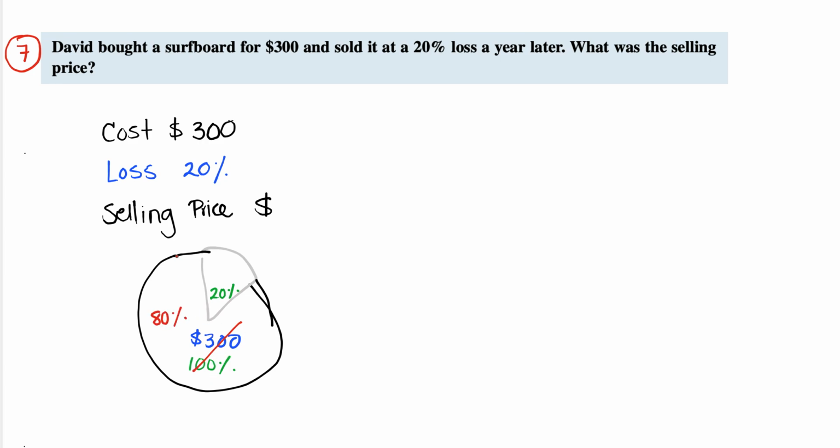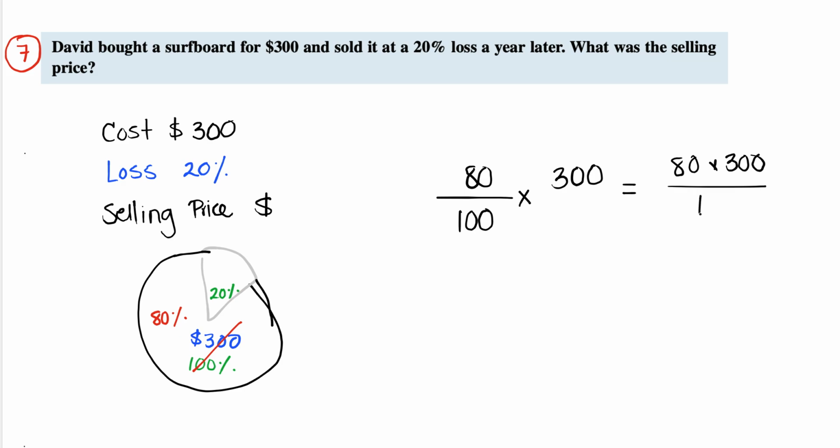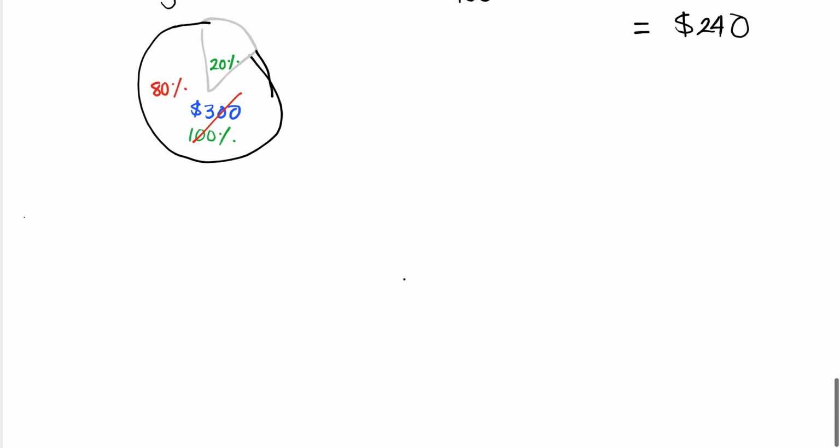Agree? Yes? So we want to know what is the selling price. The selling price is this 80%. Whatever this 80% is, this is what I sold. So the question is, what is 80% of 300? I can do 80 times 300 over 100, cancel these zeros, and I get that this is equal to 240. So my selling price was 240. And that means that I had a loss of 20%. As you can see, it's less than 300. Wonderful. Let's do the last one here.